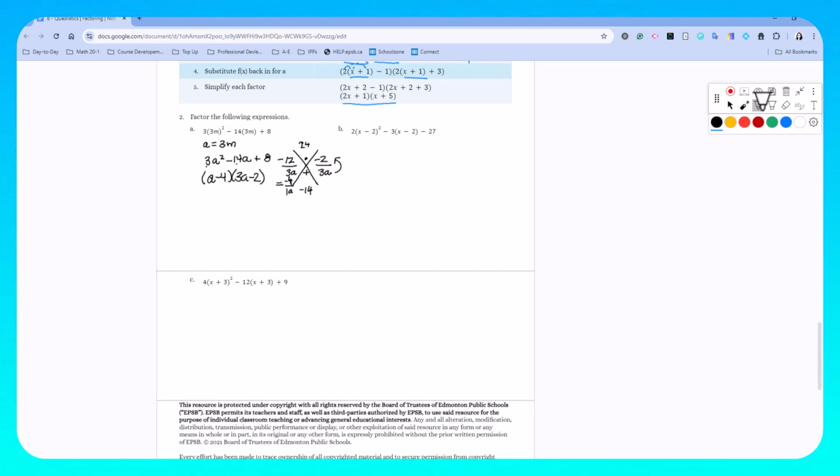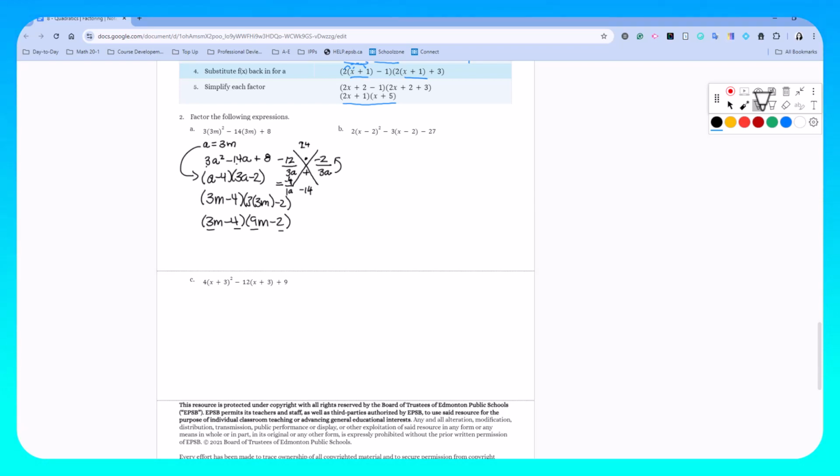Now we have our nicely factored trinomial. We're going to plug the a back in, and we're going to get 3m minus 4 times 3 times 3m minus 2, and that gives 3m minus 4 times 9m minus 2. And none of these terms here have common factors that can be taken out, so we are good to go. Let's look at the next one.